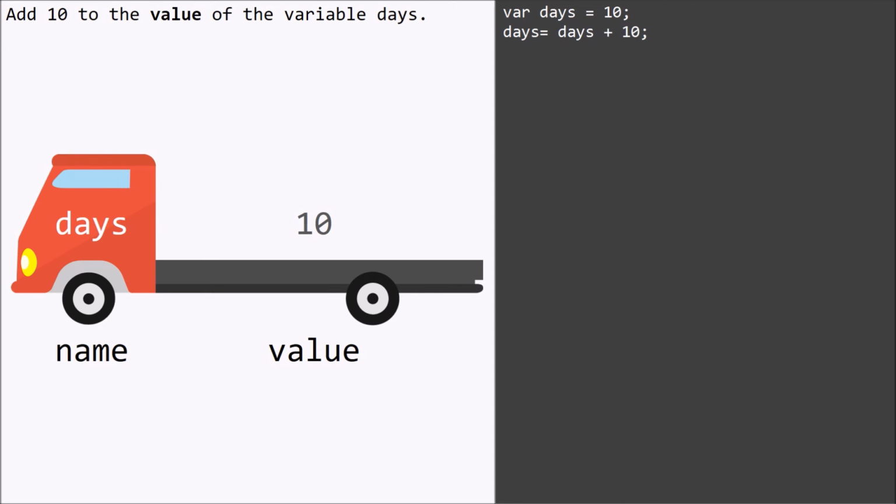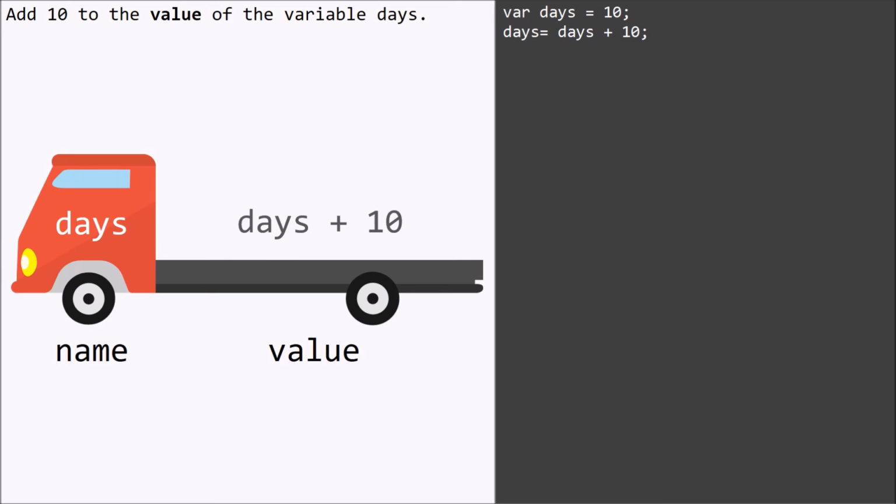All right, one more exercise here. We have add 10 to the value of the variable days. And so what we really want to do here is just do days equals days plus 10. There we go, space that out. And as we can see in our little animation here, we go to days plus 10. But what does that even mean? Because now we're mixing names and values on the right side of the equation.